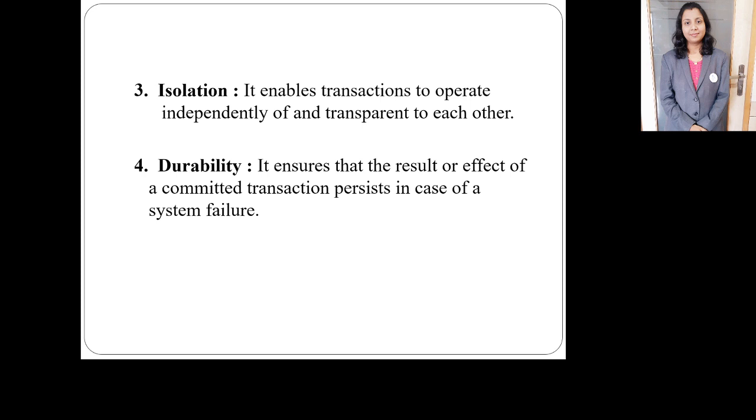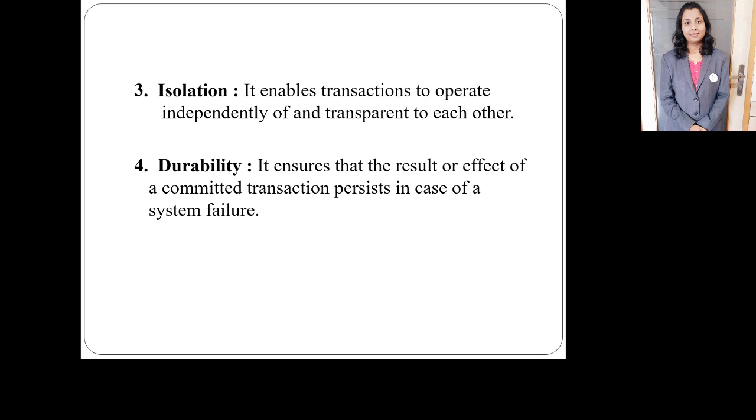Whatever operations, one or more, are being executed in a particular system should be performed independently. All the operations should not be dependent on each other. They should be transparent to each other. That is isolation. Next is durability.